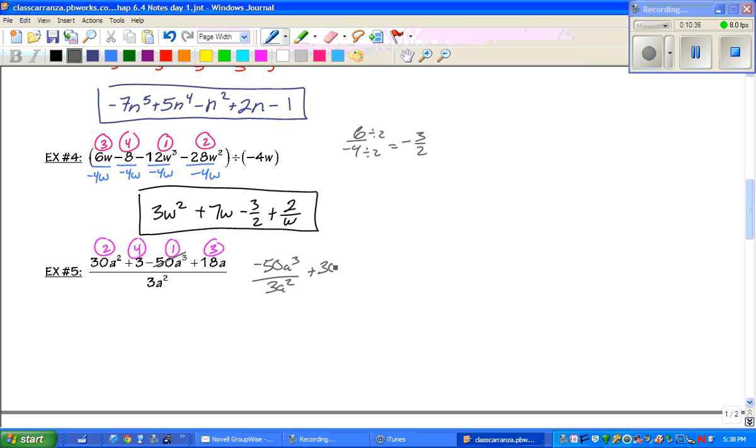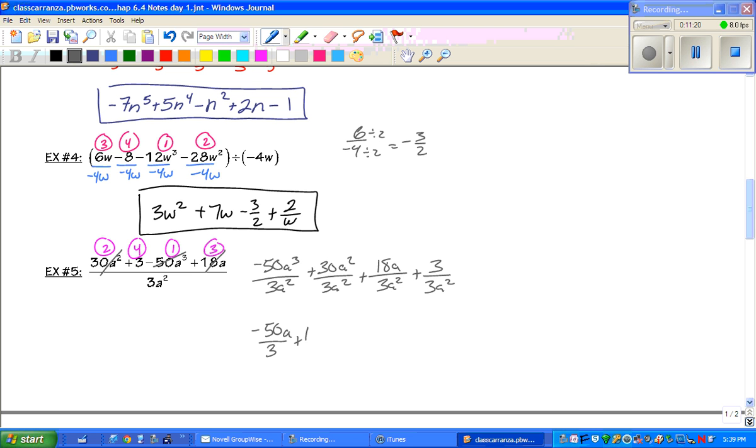Next, that's a positive 30a squared divided by 3a squared plus 18a over 3a squared plus 3 over 3a squared. Okay? Now, the negative 50 over 3, does that reduce? It does not. So that stays negative 50 over 3. And then the a's, who wins, the top or the bottom? Oh, I'm sorry, I'm just going to rewrite it so it looks nicer. Okay, the top wins by 1.